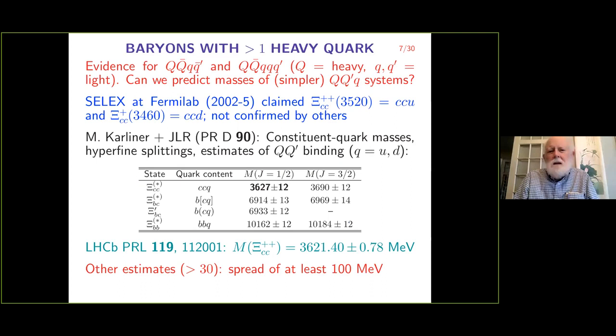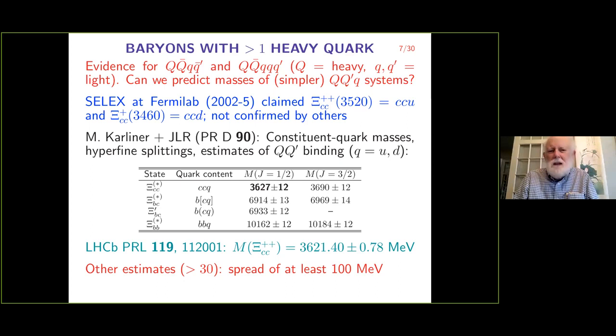Evidence for heavy quark, anti-quark, light quark, anti-quark states, such as the X(3872), had been accumulated since the early 2000s. But the question was, can we predict the mass of a simpler state, which is heavy quark, light quark? So for instance, a two-charm quark baryon. And we were motivated partly by the claim by the SELEX experiment at Fermilab that the state at 3520 was a candidate for a CCU state.